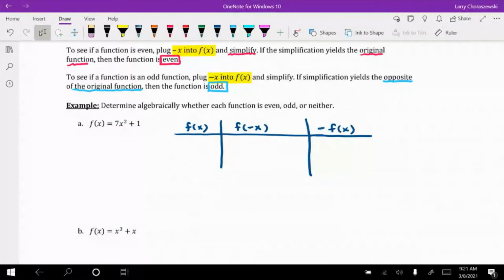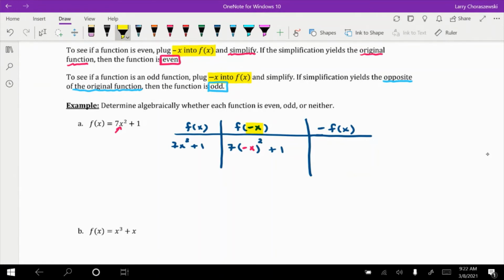Now, in this first column, the column for f of x, let's just jot down the original version of the function, so 7x squared plus 1. And that's really all we're going to do in that column. In the second column, if you look at the notation, it looks like we need to plug negative x into our function. And so we're going to do just that. Where it says x squared, in this expression 7x squared plus 1, we're going to replace that x with negative x. So 7 times negative x squared plus 1.